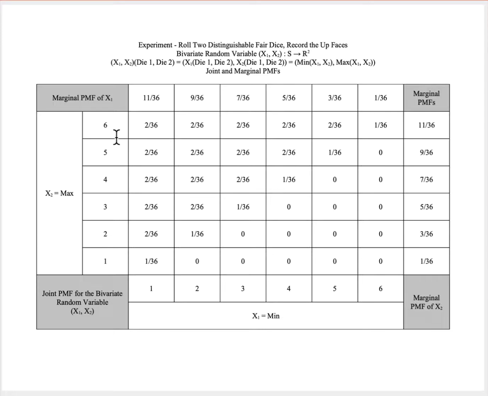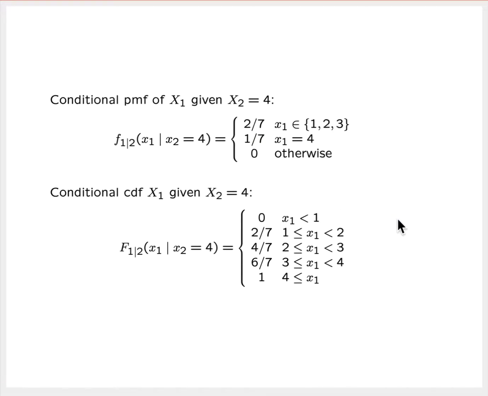Continuing on, we want to find the conditional PMF of x1 given that x2 is equal to 4. Now we're working with this row, and you can see exactly what we do. And so I'll continue on to the next slide here. The conditional PMF of x1 given that x2 is equal to 4 is going to be equal to 2/7 if x1 is equal to 1, 2, or 3. It's equal to 1/7 if x1 is equal to 4, and it's 0 otherwise. Then the conditional CDF of x1 given that x2 is equal to 4 is given by that representation there.